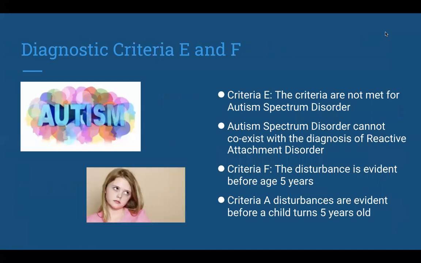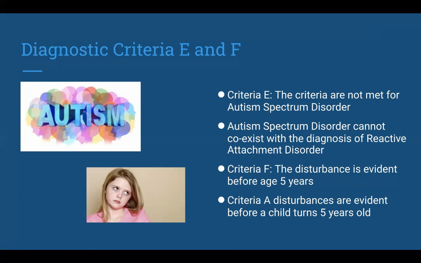Diagnostic criteria E and F. Though other diagnoses can occur, you can only have reactive attachment disorder or autism spectrum disorder. Both cannot be present in the same individual. This disturbed behavior must occur before age 5. Criteria E, the criteria are not met for autism spectrum disorder. Autism spectrum disorder cannot coexist with the diagnosis of reactive attachment disorder.